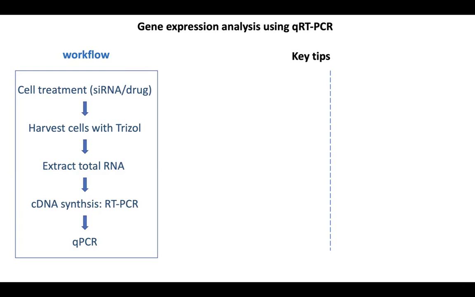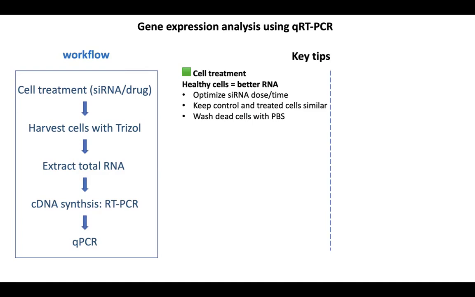First, RNA quality starts with healthy cells. It's important to keep the control and treated groups in a similar condition. For example, if siRNA knockdown kills the cells, you need to optimize the siRNA concentration and treatment time to minimize the dead cells compromising RNA quality. Besides, before lysis, you should wash away floating dead cells with PBS 2 to 3 times.